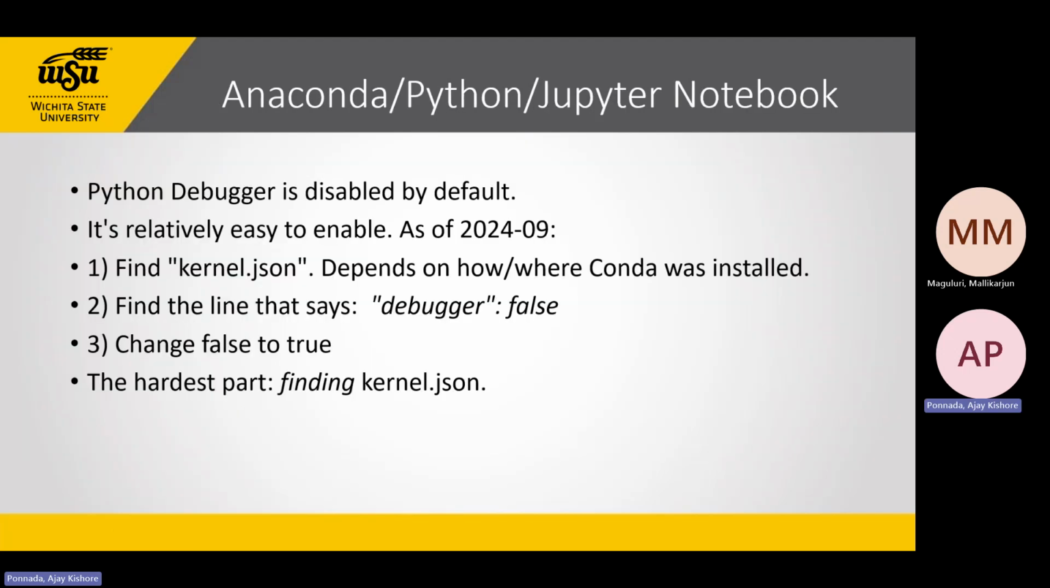In Anaconda Python Jupyter notebook, the debugger is disabled by default. You should go into the kernel.json file. Search for kernel.json where you installed your Anaconda, and there you'll find debugger set to false. Take out the false and make it true, and you'll get your debugger enabled. It's not enabled by default, so change false to true.